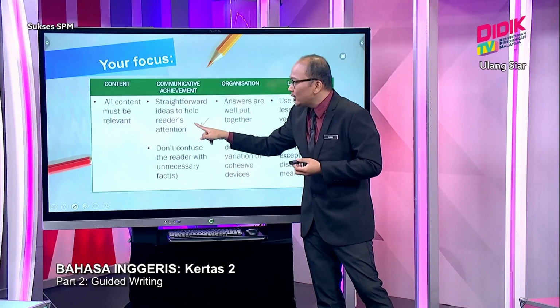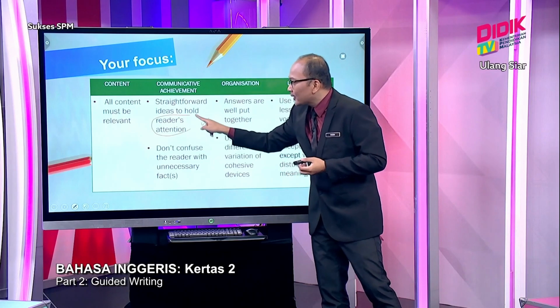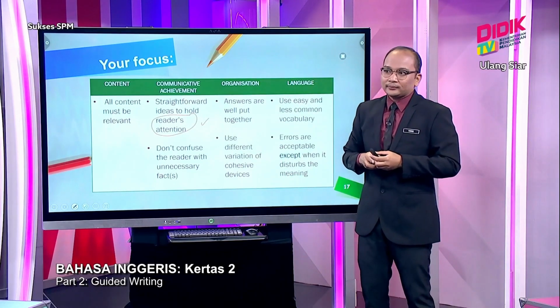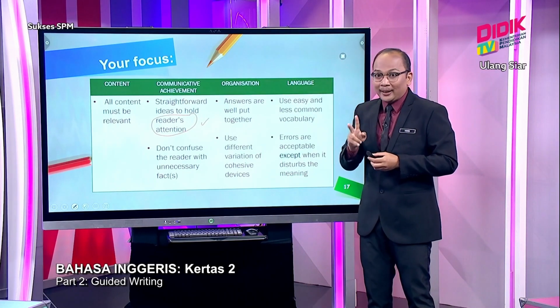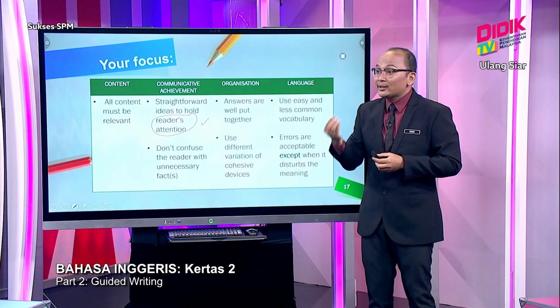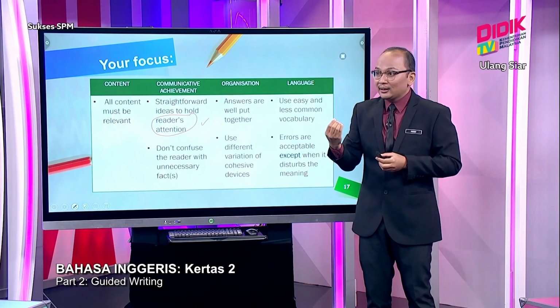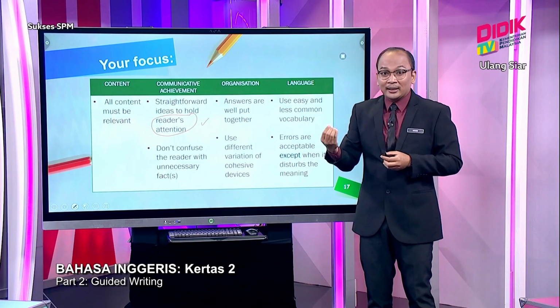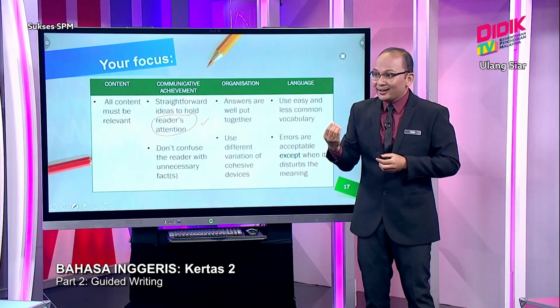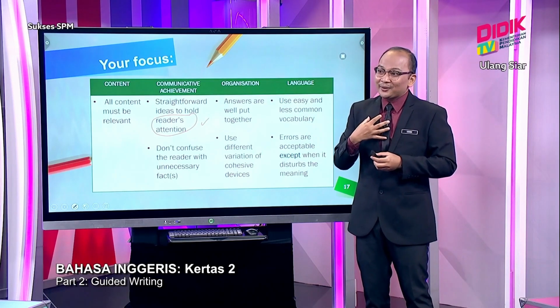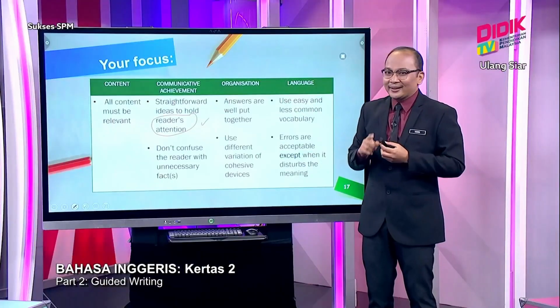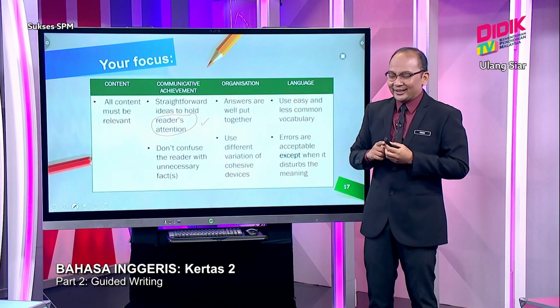Now we need to hold the reader's attention. For part 2, you need to be able to attract the reader's attention. Who is the reader? It's going to be the marker. The marker will be a person, right? So a person is so much affected by emotion. You need to write well in order to impress our marker a little bit. So please make sure you try to hold the marker's attention.